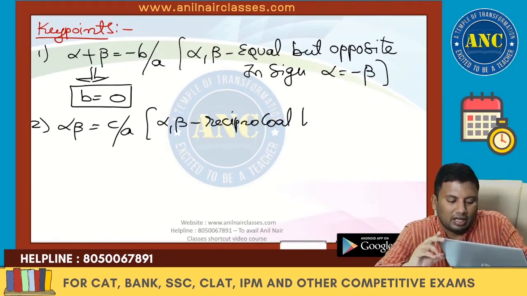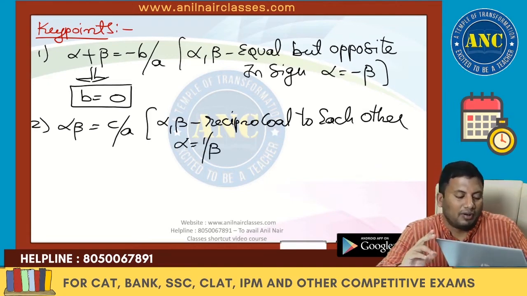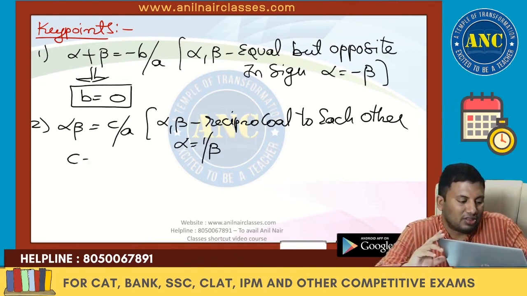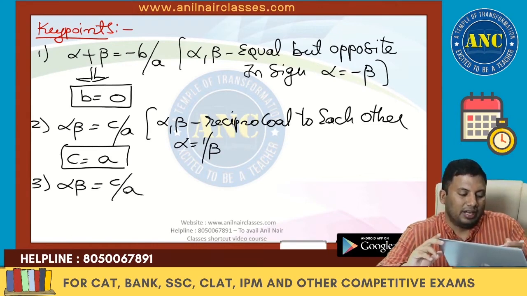Alpha and beta are reciprocal to each other. What do you mean by reciprocal to each other? The roots are alpha and 1 by alpha. So this is nothing but C equivalent to A. Next one: alpha beta equivalent to C by A.